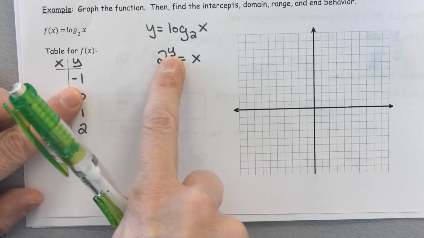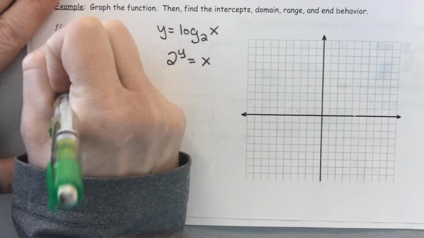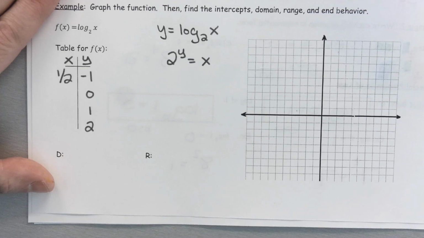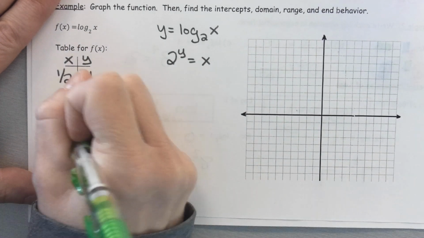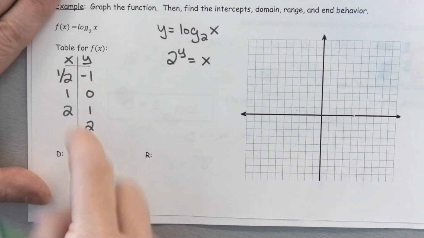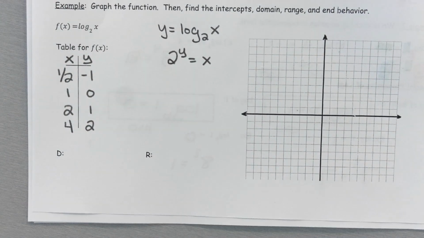Alright, so let's plug them in. 2 to the negative 1 power is what? 1/2. 2 to the 0 is 1. 2 to the 1 is 2. And 2 squared is 4. Okay, so those are my points that I'm going to graph.